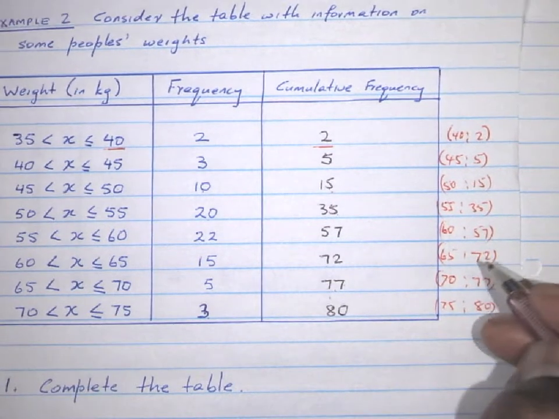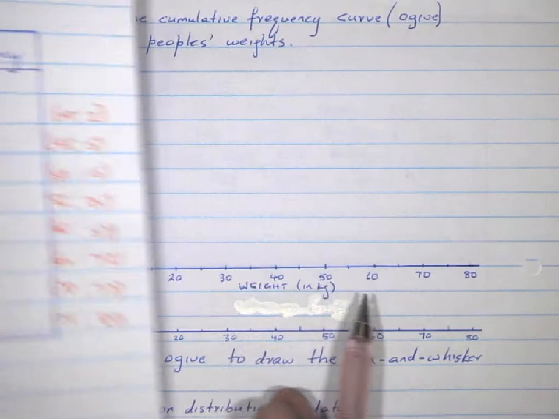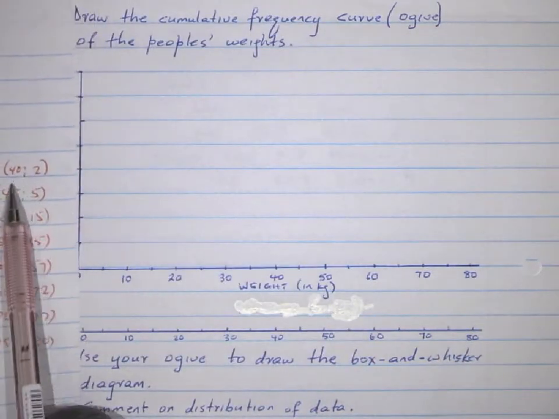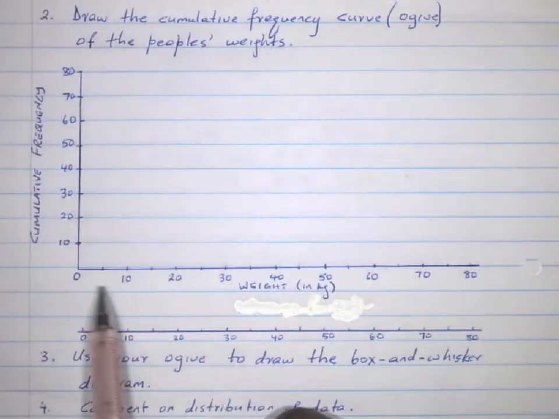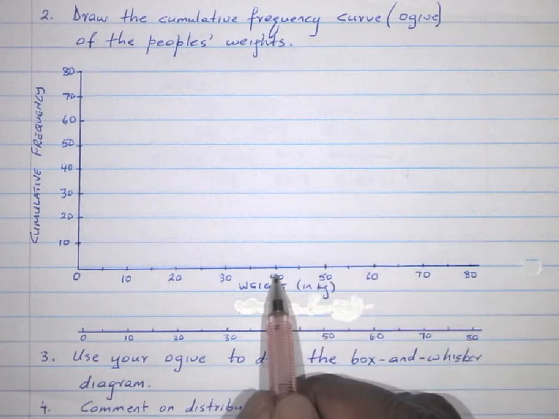Now let's try and plot these points. We plot these points over here. The first one is 40 is to 2. And this thing here, this is 40, there's 50.